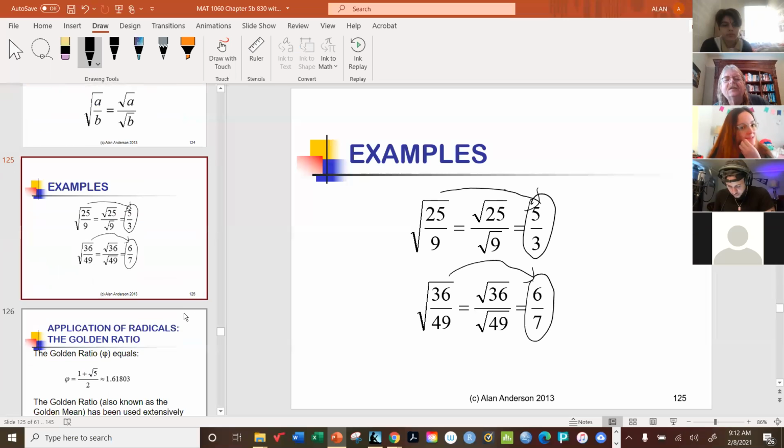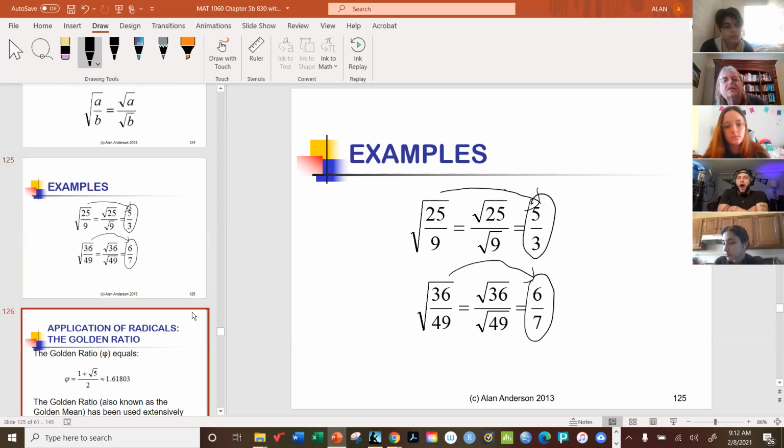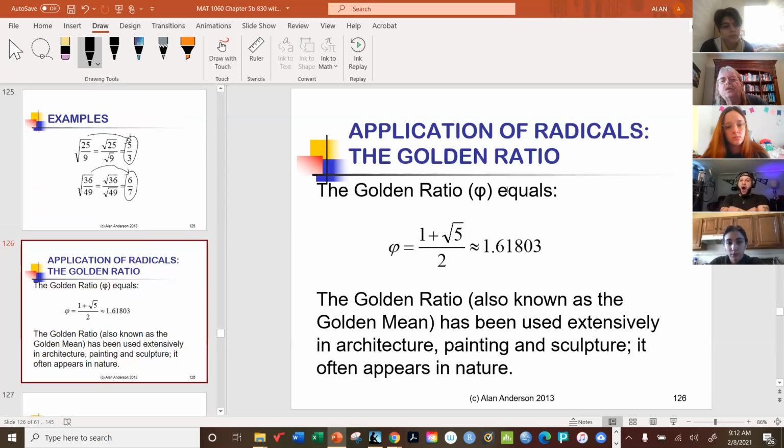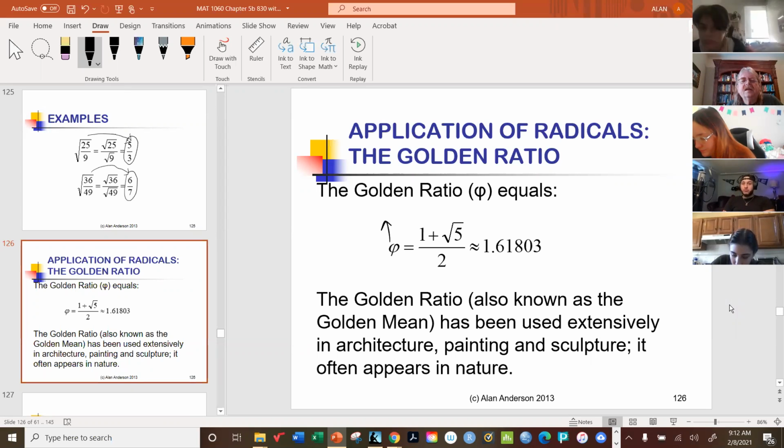Now, I think you'll find this very interesting. And by the way, we're going to see a video about this in a bit. This is an application of radicals. This is a very fun concept in math called the golden ratio. And you notice it consists of a square root. This, by the way, is the Greek letter phi. It's spelled phi, but it's pronounced like phi, basically. And this is called the golden ratio.